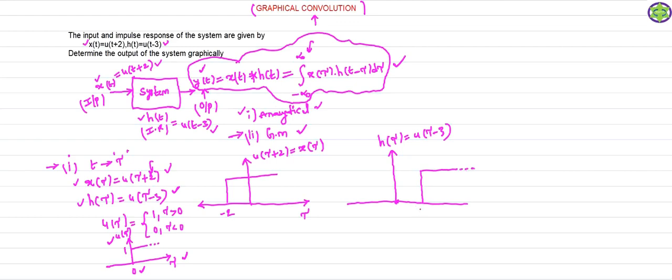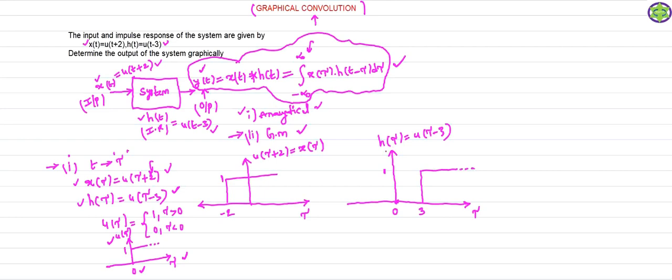Here tau is equal to what? 3. So this is your tau axis. This is your 0. So here it is 1 because it is a unit step function. The magnitude of u of tau minus 3 is what? 1. 1 is the magnitude because it is the unit step function with weight 1. So this is your h of tau.